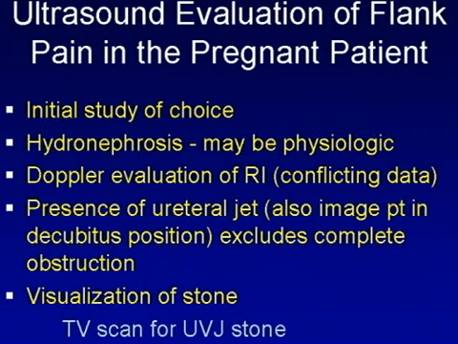But ultrasound, once again, is going to serve as the initial imaging modality for the assessment of flank pain in the pregnant patient. Now, you do have to remember that if you see hydronephrosis, you have to ask yourself, could this be physiologic? You can do Doppler evaluation of the kidneys, and it's been reported that resistive indices will be increased if there's an obstructed collecting system. However, there is conflicting data regarding this in the literature. You can look for the presence of a ureteral jet, which helps to exclude a complete obstruction. Again, if you're not seeing a jet on one side, you might want to place the patient in a decubitus position on the other side to get some of that pressure off the ureter. And then, of course, you're going to look for a stone.